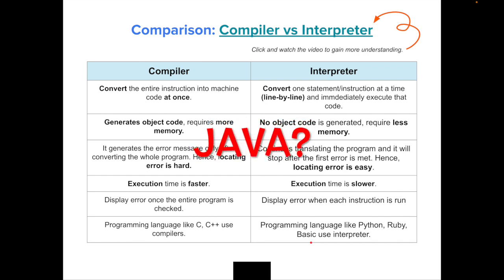Macam mana pula Java? Java tu dia guna compiler ke guna interpreter? So that is your homework. Saya akan tanya dalam kelas later on. Cari Java language menggunakan translator apa? Okay? So that is your homework lah. Alright, so enough of compiler and interpreter, dan jangan lupa untuk klik link yang saya bagi ni untuk tengok video dia lah.